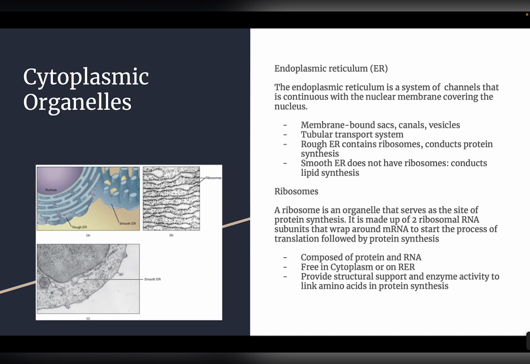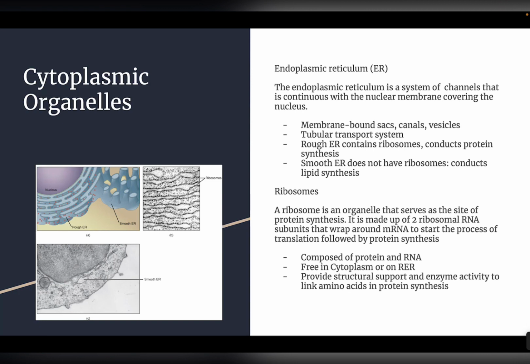So the endoplasmic reticulum is a system of channels that is continuous with the nuclear membrane covering the nucleus. There are membrane-bound sacs, canals, and vesicles, a tubular transport system. The rough ER contains ribosomes and conducts protein synthesis, and smooth ER does not have ribosomes and conducts lipid synthesis. So those are the two differences between rough ER and smooth ER.